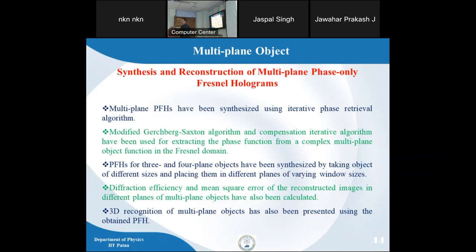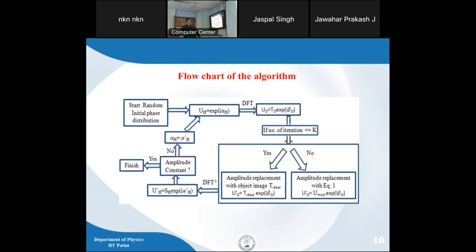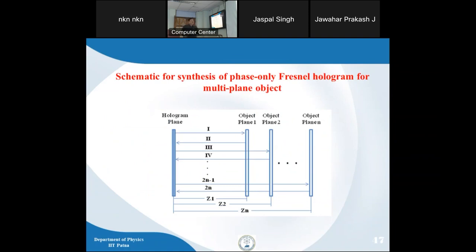Getting my point? So we have 10 different features, so 10 different holograms corresponding to each feature, and I have combined them together. Because it is all in the digital domain, we can multiplex them together and finally have one hologram that has all the features. Based on that idea, we worked on multi-plane phase-only Fresnel holograms. I'll skip the algorithms, because here also we have used the phase retrieval algorithm and combined them. So you have one hologram plane, object plane 1, object plane 2, and we can have 10 different planes. We can stop at whichever plane we want.